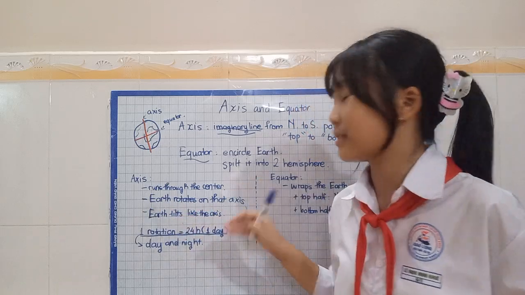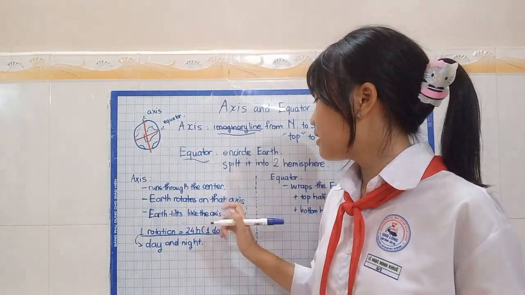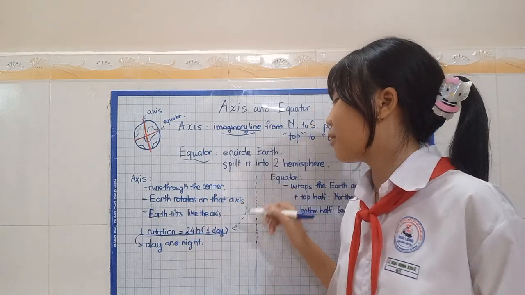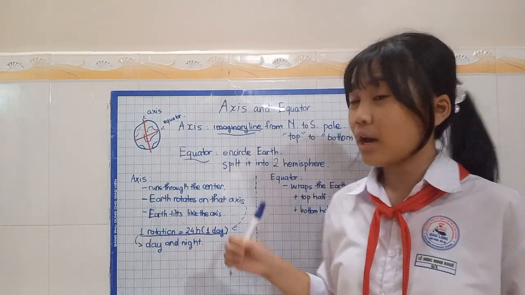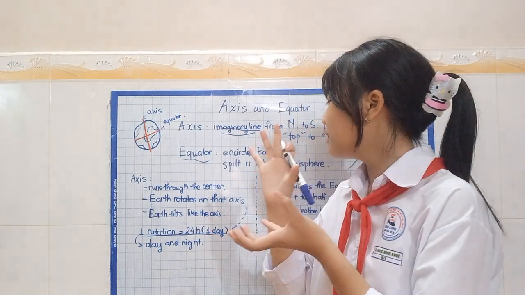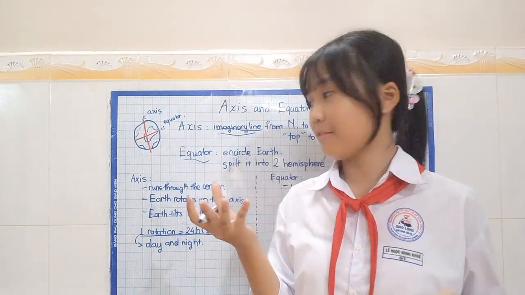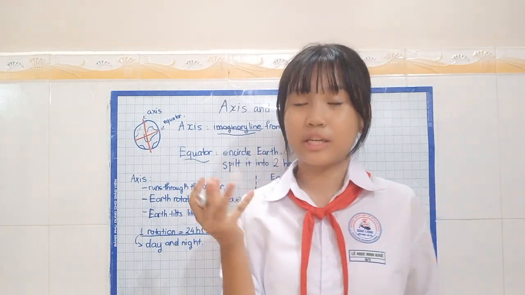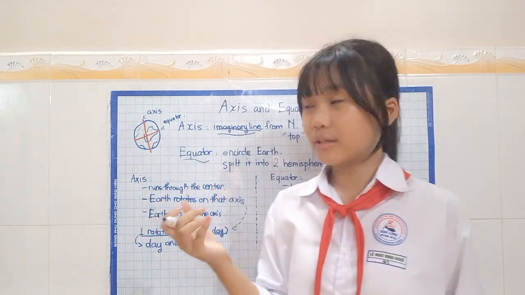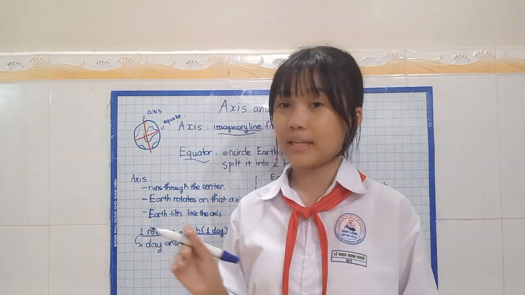The Earth will tilt like the axis. If the axis tilts, the Earth will tilt. Because of the rotation of the Earth, one rotation equals 24 hours, which means a day. So when the Earth rotates on the axis, we have things such as day and night that we know. Each rotation is equal to 24 hours, and because of these rotations, we have day and night.